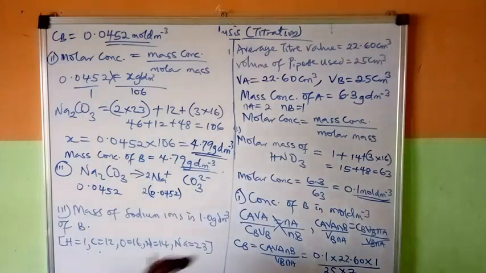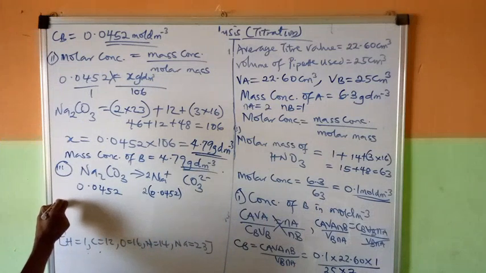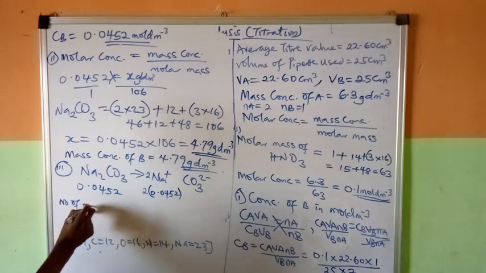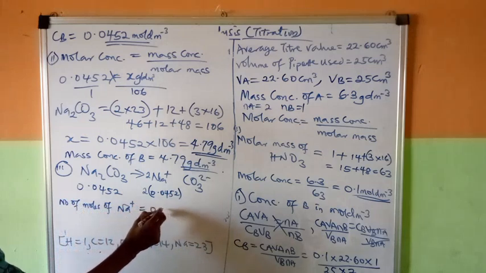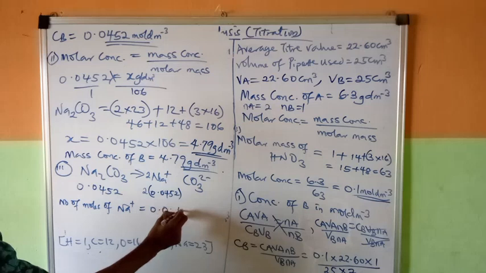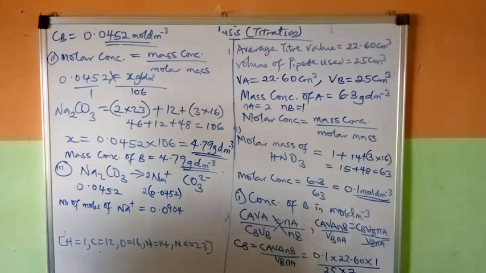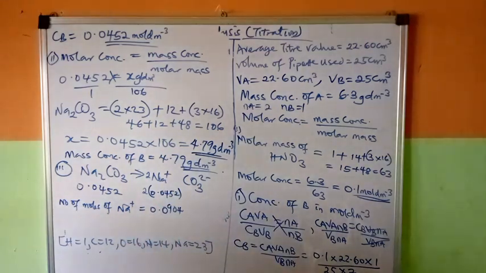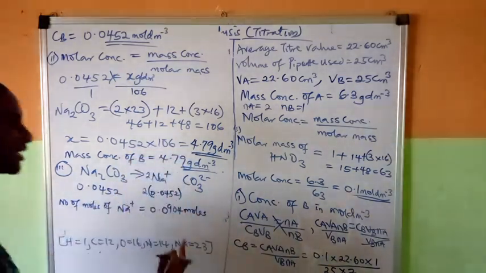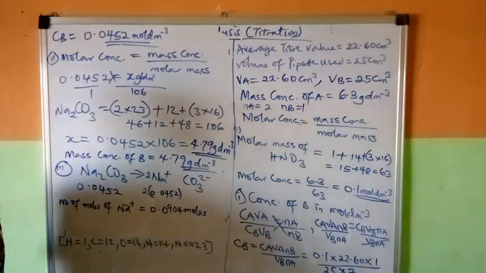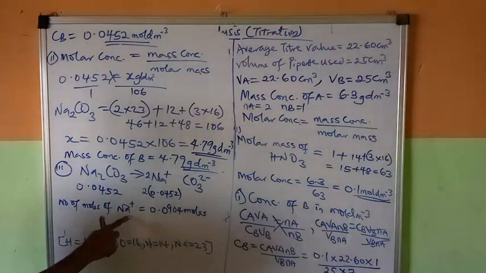So how do I do that? So I'm going to have the number of moles of Na ions will be what? 0.0904, 0.09. Okay, that is the number of moles. But I was asked to find the mass. This will now bring us to the first formula I gave you. Remember, the first formula is number of moles equals mass over molar mass, and the molar mass of sodium is 23.